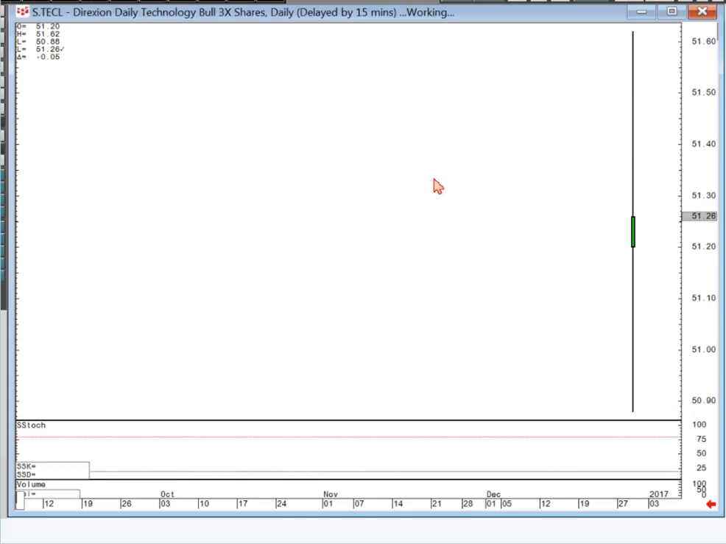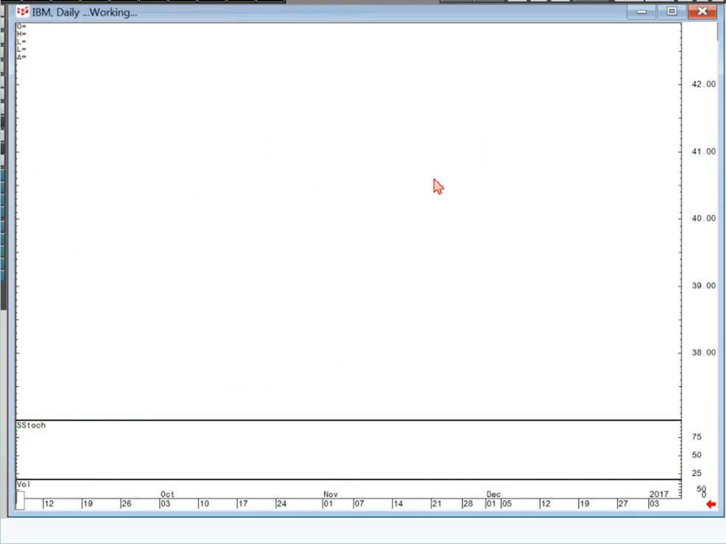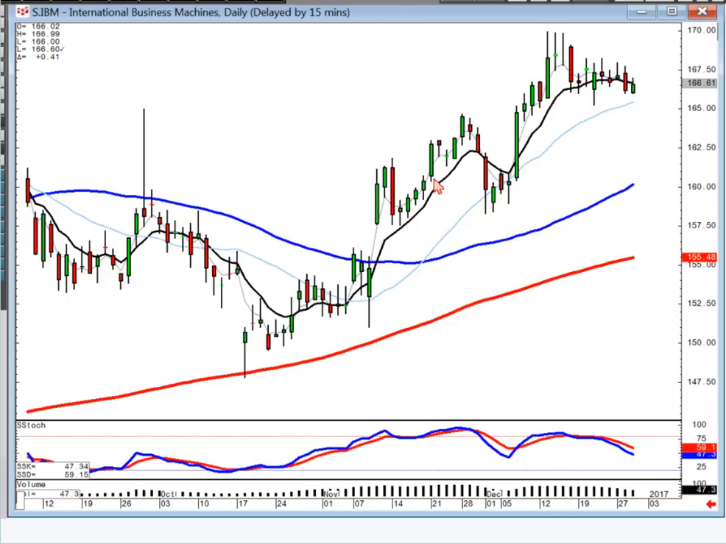ECL. Same scenario. It's going to move in the direction of how they open it tomorrow. IBM. Boy, nothing real exciting here. If you were long, it has to open positive tomorrow to stay in it.